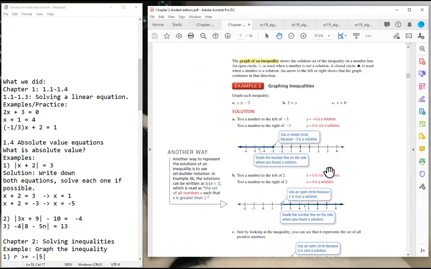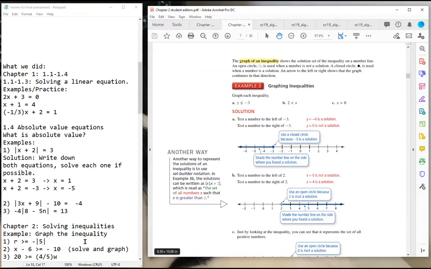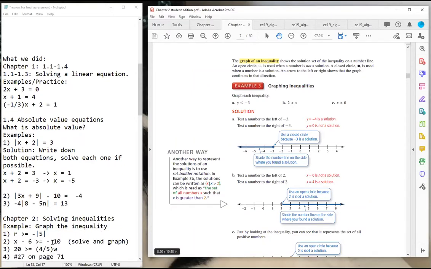And remember, we did this stuff with graphing the inequality on the number line. So you fill in the dot if it's less than or equal. So for instance, here are some problems you can look at. Can you graph the inequality r bigger than or equal to absolute value of -5?